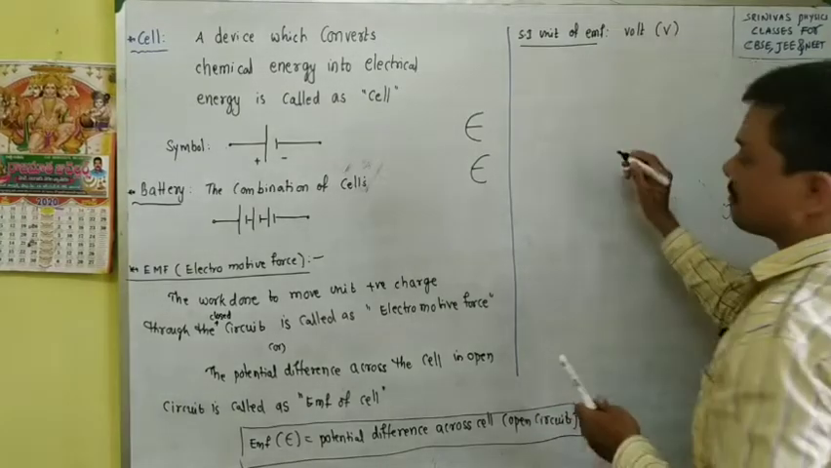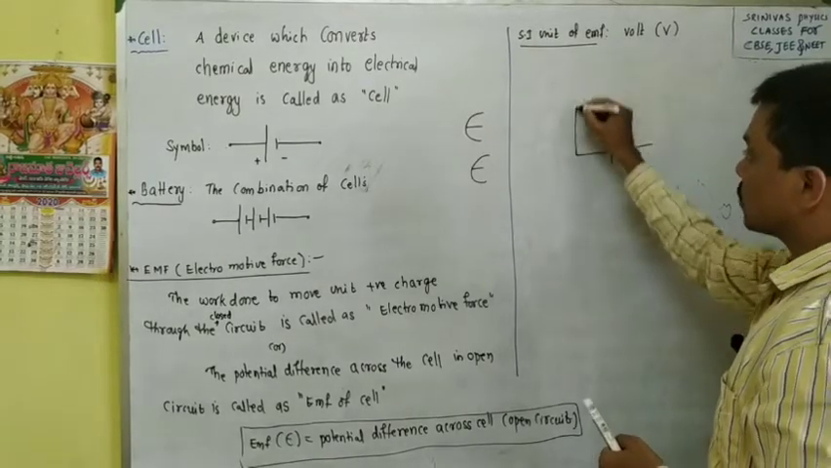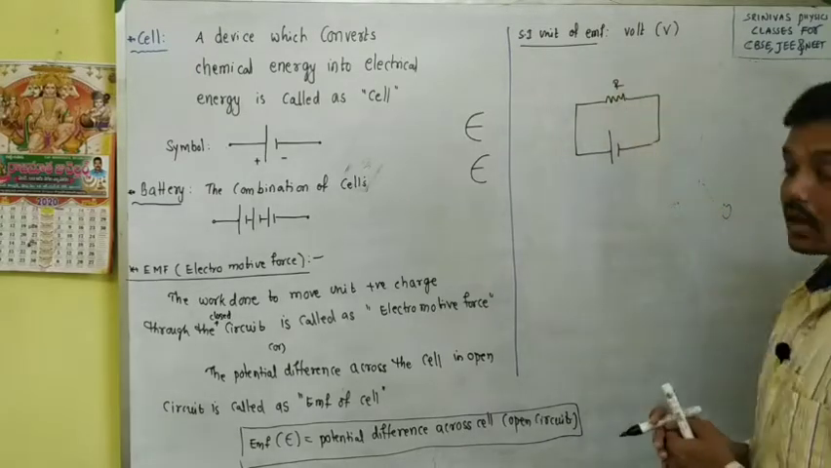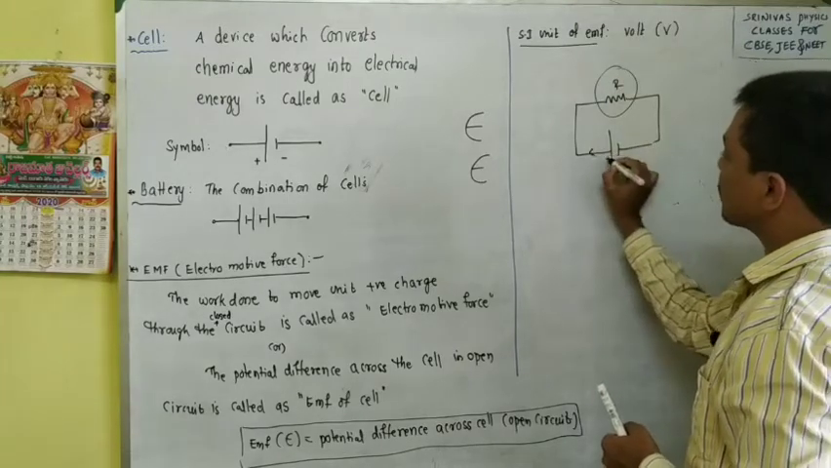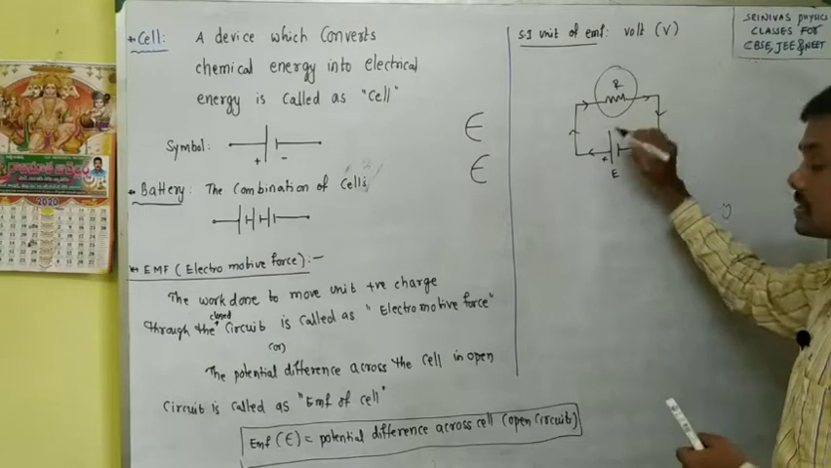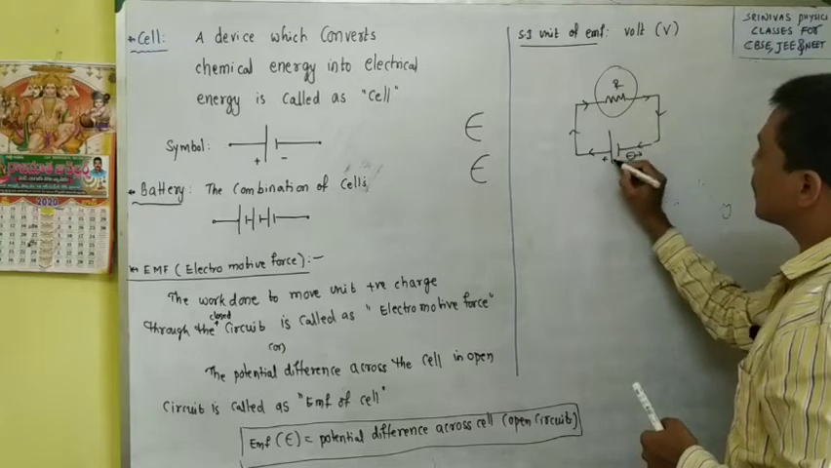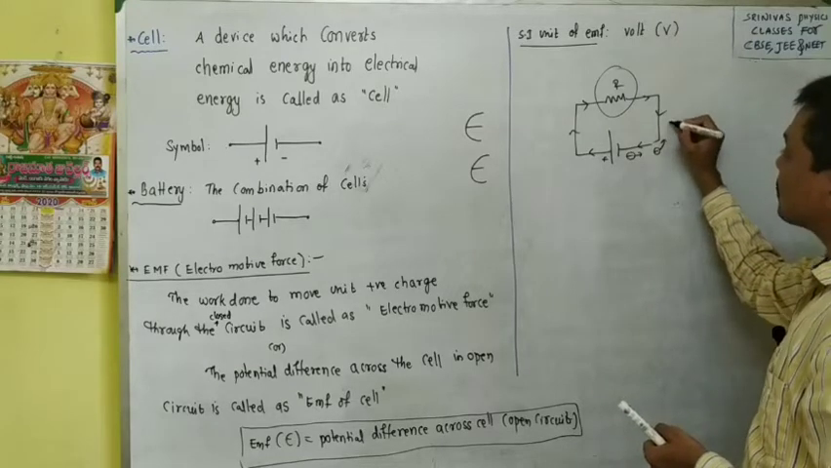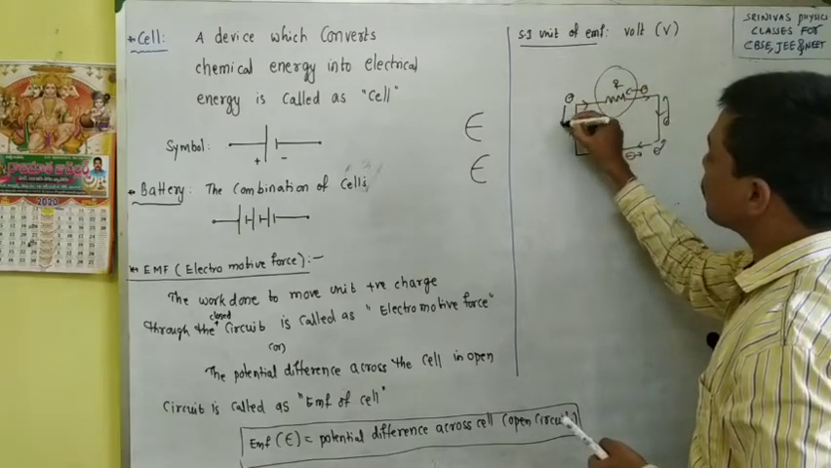And now what is actually EMF and what is cell? For example, this is a closed circuit, and this circuit has some external resistance capital R. This is the external resistance, and this cell has some EMF, so some current will pass here like this. To maintain the current in the circuit, this cell is required, and it supplies the electrons, right? And now it will create the potential difference. EMF is equal to potential difference, and due to that potential difference electrons pass from negative terminal of battery to positive terminal of battery.